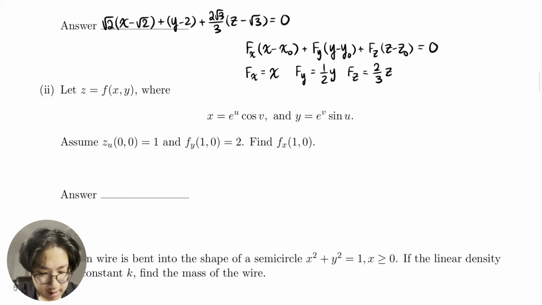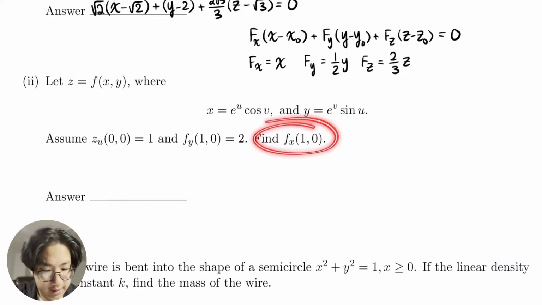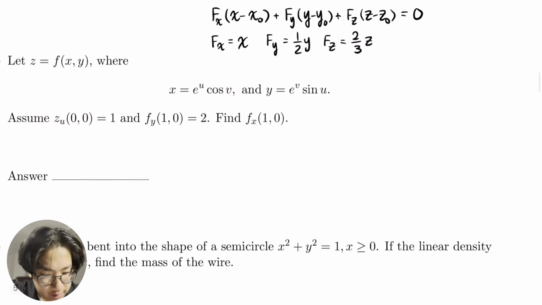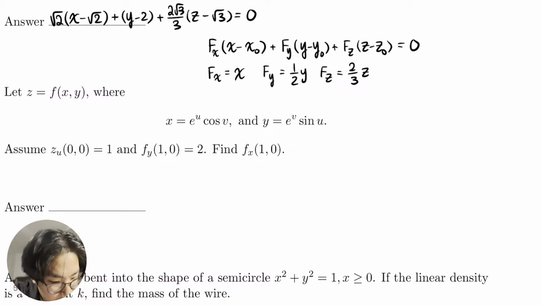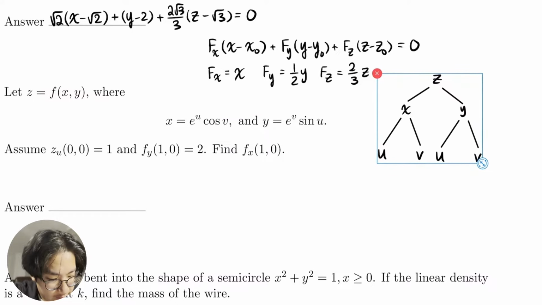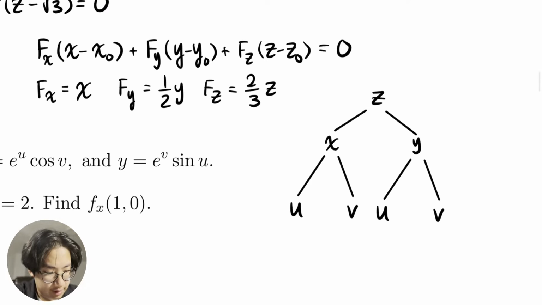But yeah. Next, we want to find f sub x of 1, 0, given this information here. So this is a multivariable chain rule question. I'll quickly sketch out, or actually, no, I think I already have it sketched out. Oh, perfect, I already do. So we have this kind of a dependence tree, and I'll quickly fill it out. So here we have partial z, partial x.